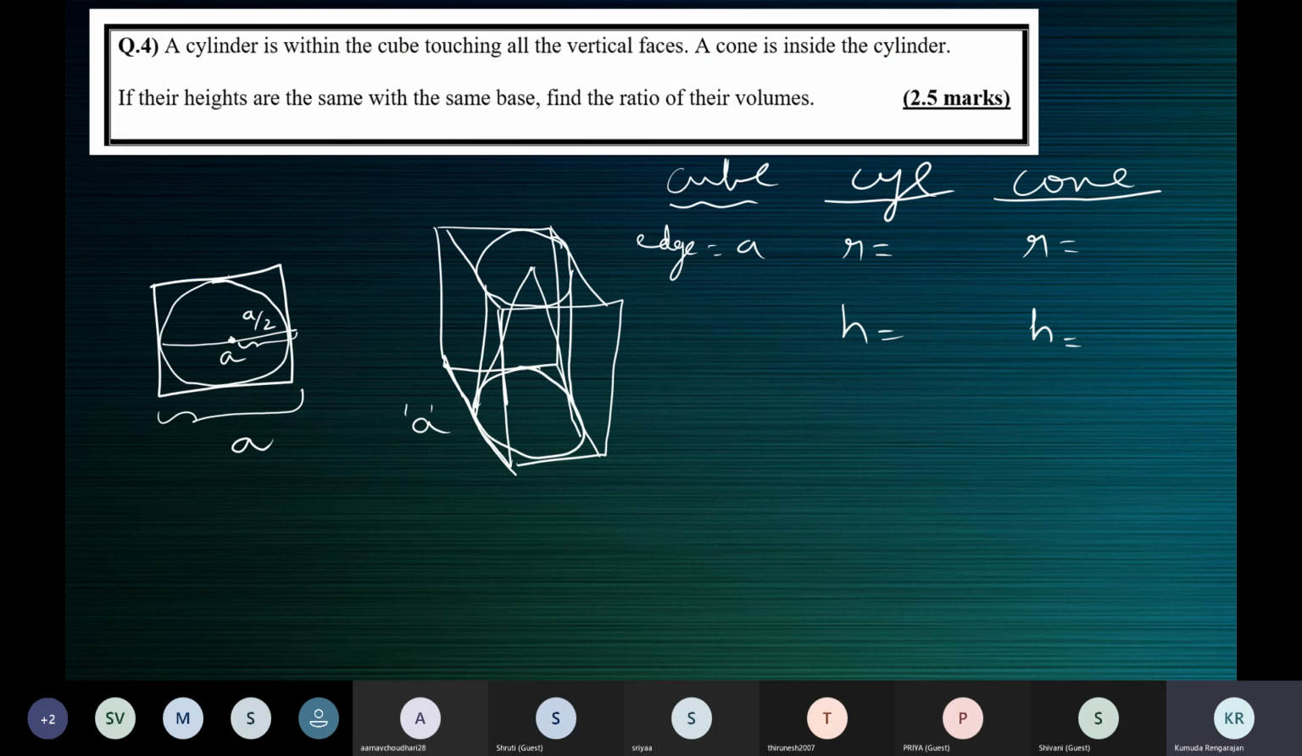The radius of the cylinder is A by 2 because the edge is A. See, from here to here, this one is A. So the diameter is A, which means the radius is A by 2. Okay, radius is A by 2.